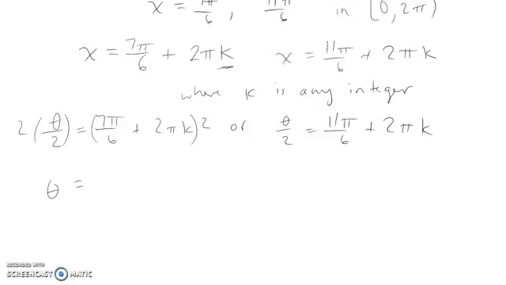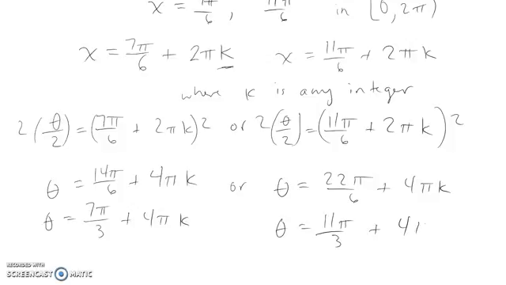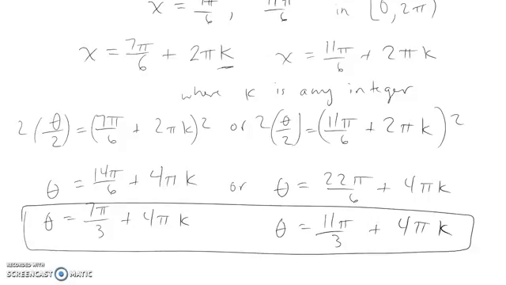We end up with, let's see, 7 pi over 6 is 14 pi over 6. This 2 is going to get distributed, 4 pi k. So that's the same thing as, reduced, 7 pi over 3 plus 4 pi k. Or theta is going to be, same thing, we multiply by 2 on both sides, 22 pi over 6 plus 4 pi k, and then 22 pi over 6 reduces to 11 pi over 3 plus 4 pi k. Right? So it turns out that this is the general formula for those solutions.